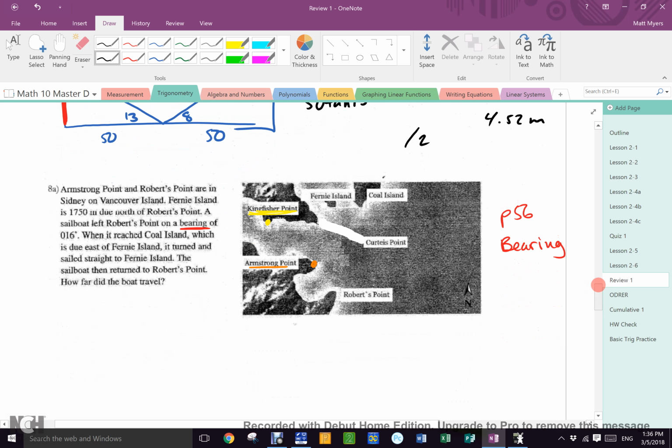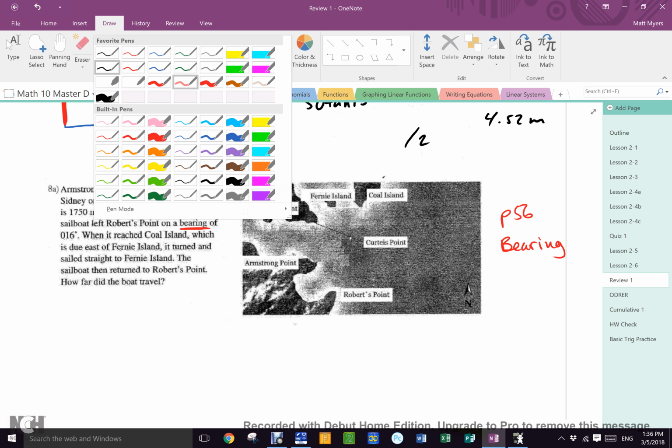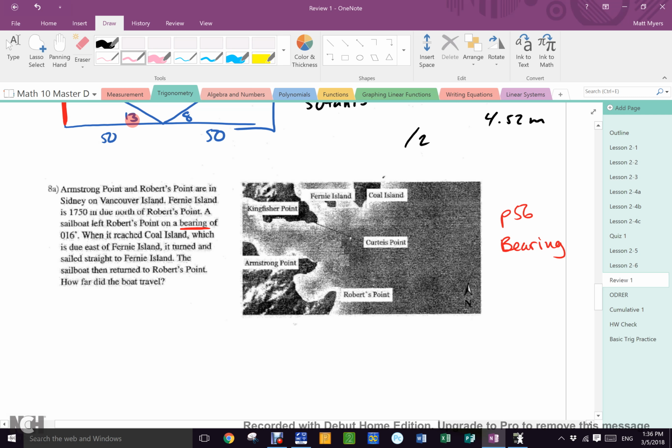All right. These questions. So let's get a nice bright color that's easy to see. Let's use my good friend pink. I hated this question. Fernie Island. So I'm dealing with Armstrong Point, Roberts Point, Fernie Island, Coal Island. Right?